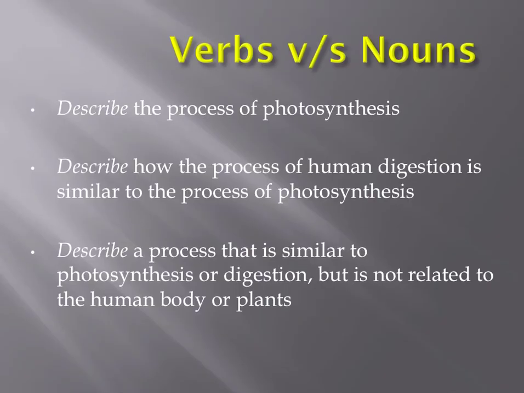Describe the process of photosynthesis. This is DOK Level 1 because it recalls information. This does not require complex thought. There is one answer being examined.